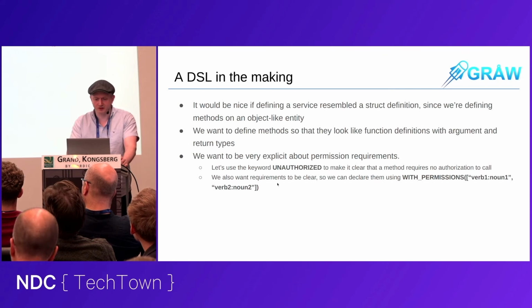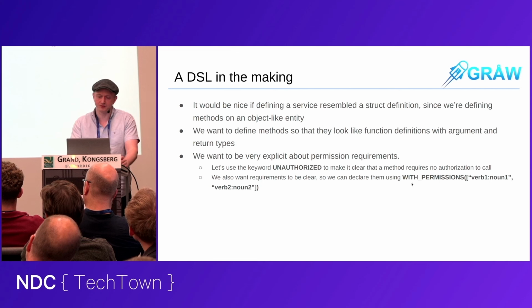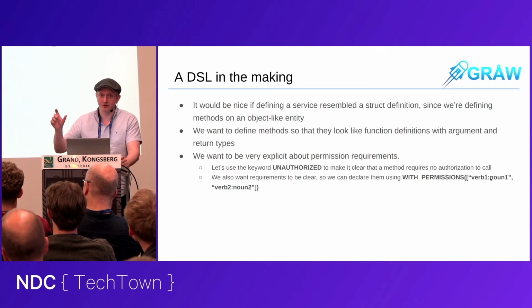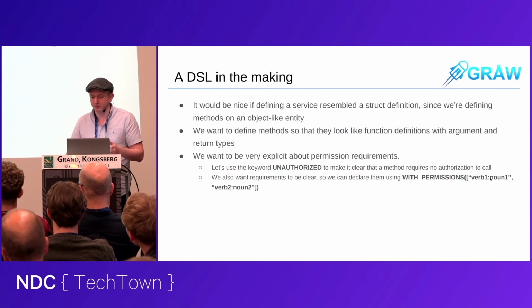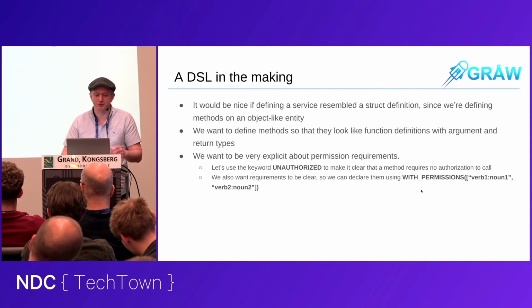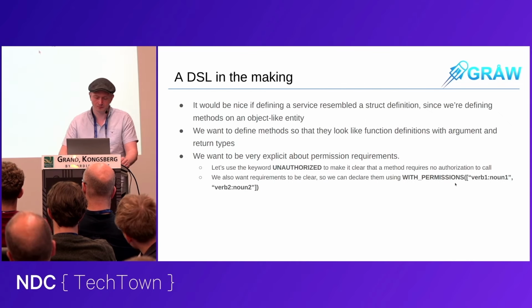And you also want to be clear about the requirements in the case where you have authorization for it. So in this case, we're introducing the with permissions keyword, and then you give it a list of permissions that a token used to access the method must have in order to invoke the method. So in the text of the program, you would be able to read what are the permissions required to invoke this method.